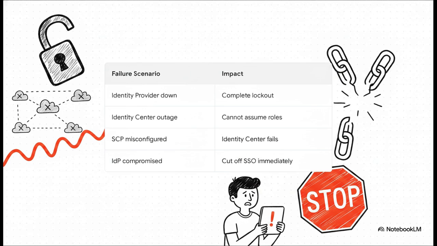If your identity provider, like Okta or Azure AD, goes down, bam, complete lockout from all accounts. If IAM Identity Center has an outage, nobody can assume roles. What if someone, say, accidentally misconfigures a service control policy on your root account? Suddenly, Identity Center fails to assume roles. Or even worse, what if your identity provider is compromised by an attacker? You have to cut off SSO immediately, which essentially means locking your own team out. How on earth do you respond to the incident then?